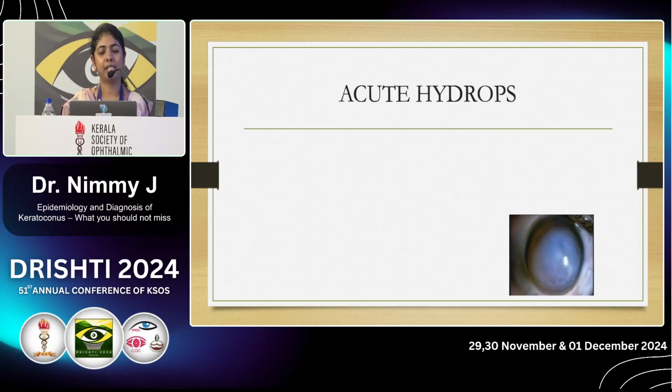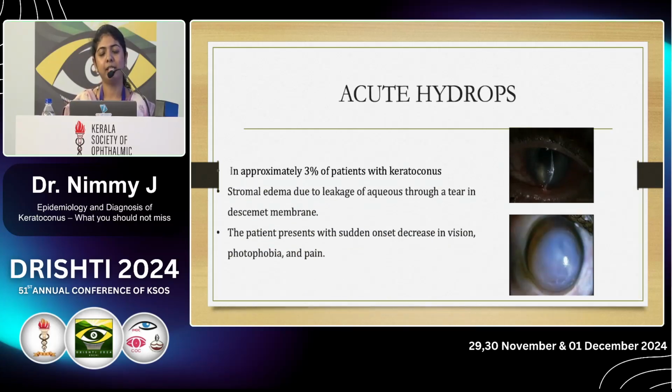Another important thing is the acute hydrops. When there is a break in the Descemet's membrane, there is leakage of aqueous and this leads to stromal edema. This acute hydrops is seen in 3% of patients with keratoconus. The patient presents with sudden onset decrease in vision, photophobia and pain. And the problem is that mostly it goes in for corneal scarring and the treatment goes in for keratoplasty.